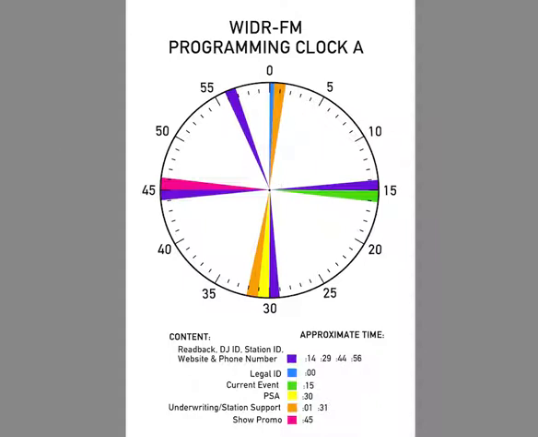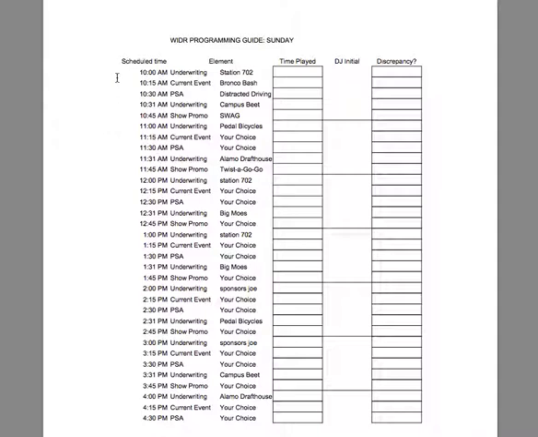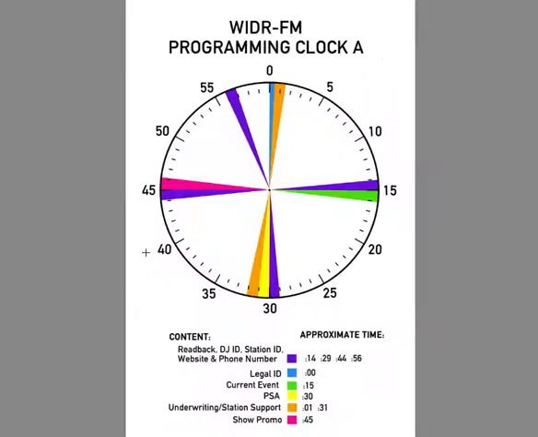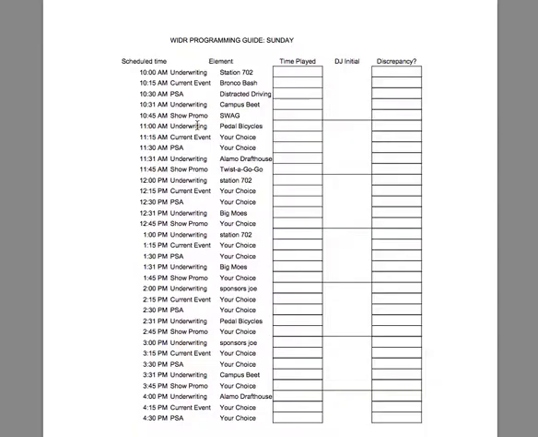So as the DJ sitting in the chair, hopefully I'd have checked this somewhere back a minute ago. I go to the programming guide and check the time. It says 10 o'clock a.m. I'm going to play the station 702 underwriting. So right after I do that legal ID, I will play the station 702 underwriting, and then as that stops, I'll throw on the music I want to play. And while that's playing, I'll go in here and I'll write 10:01 in the time played box.